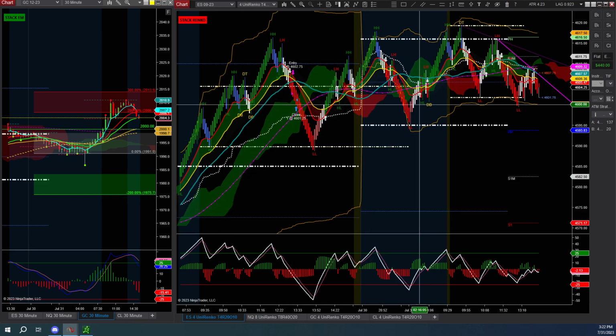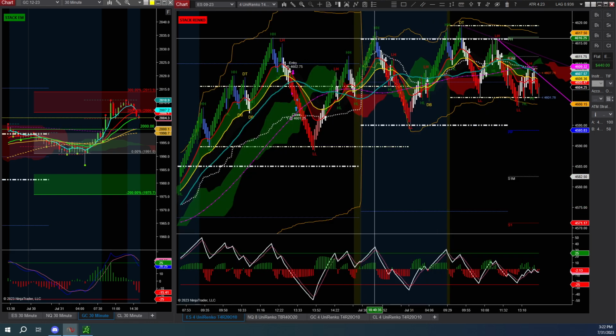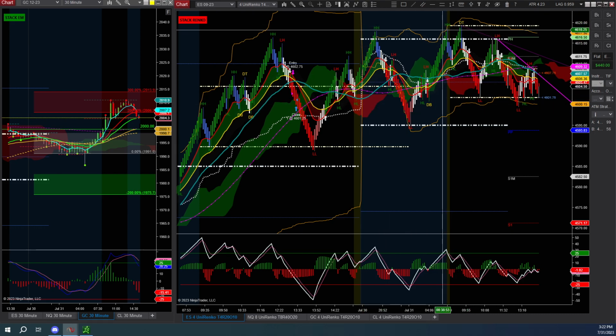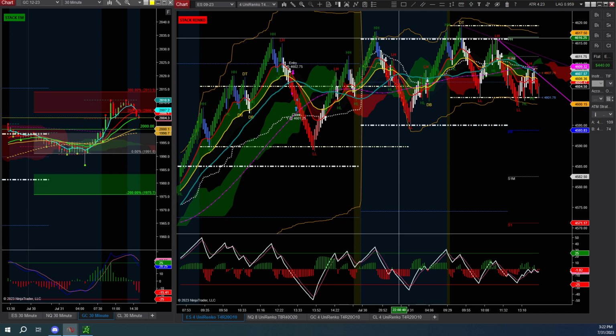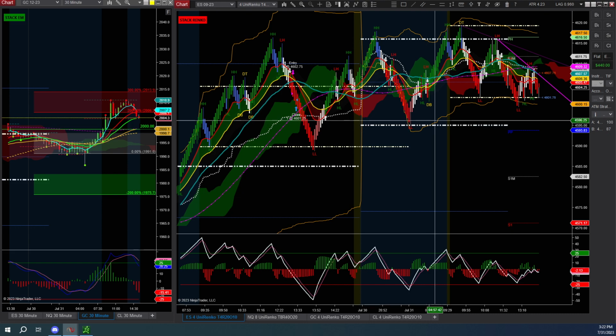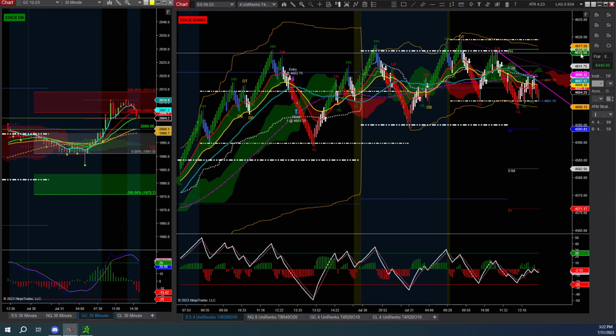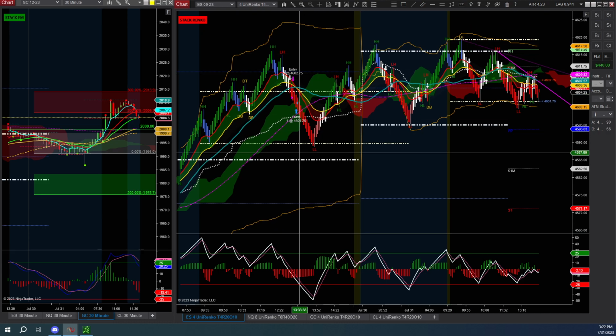And then ES, same thing. In between these two lines here, in between, what is this, 4600 and 4990, 4995. So nothing to do today in here, only one trade, and that's it.